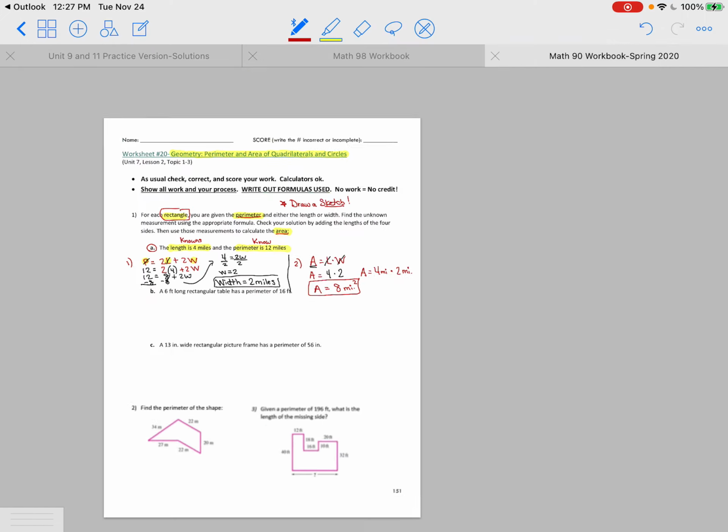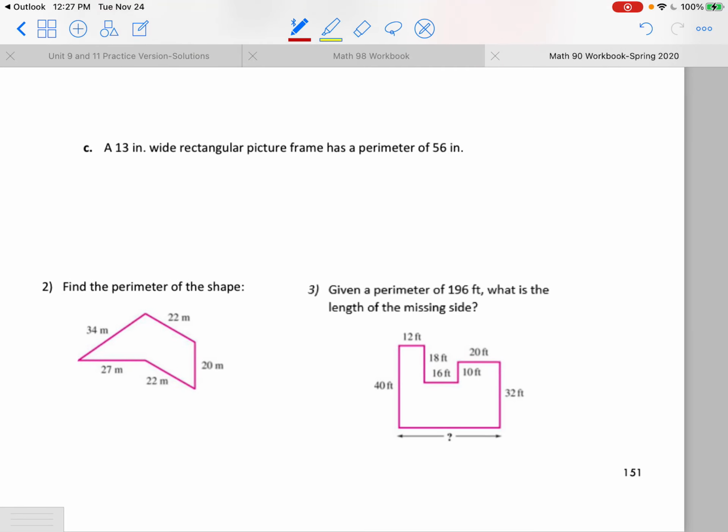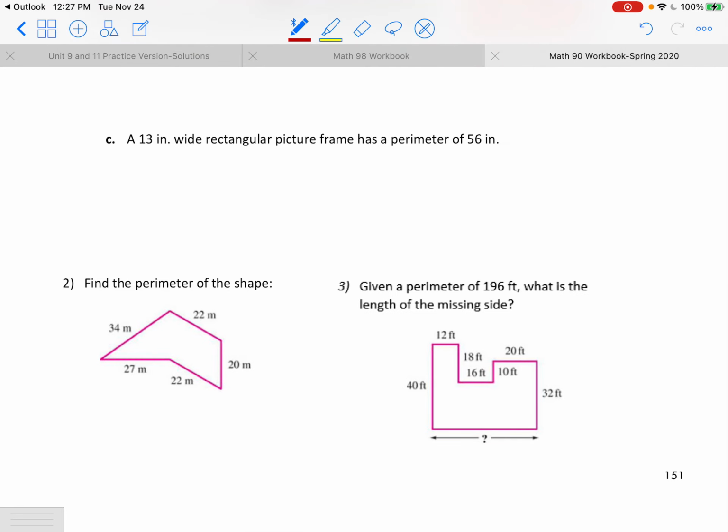All right, guys, so that's our first example. I'm going to jump down here to numbers 2 and 3. You notice that these aren't shapes that we are real familiar with. They're not quadrilaterals, right? We don't have these kind of 4-sided shapes that we're working with where we have a specific formula. But we do know that in order to find the perimeter of any shape, we can just add all sides.